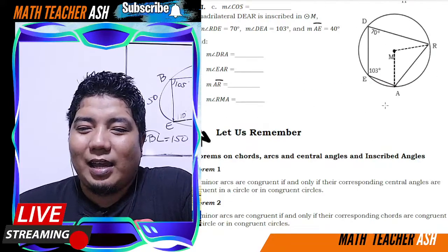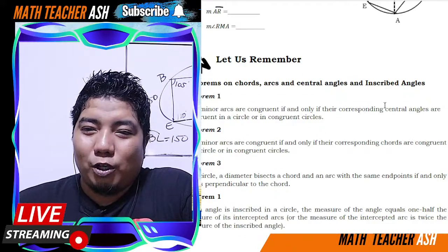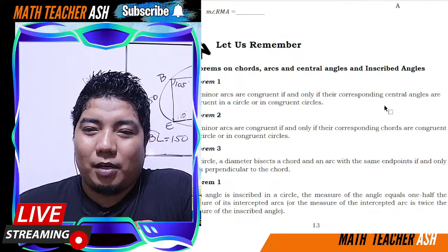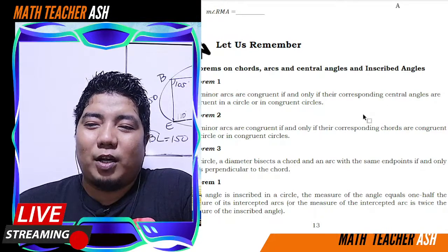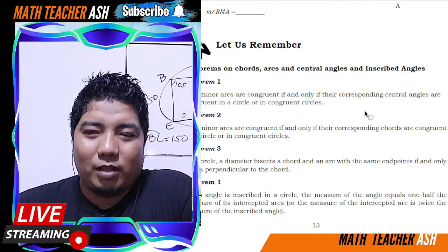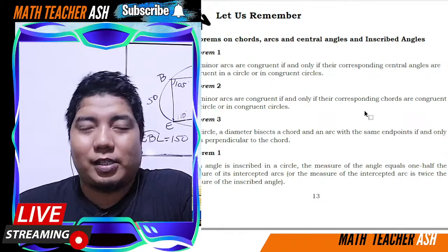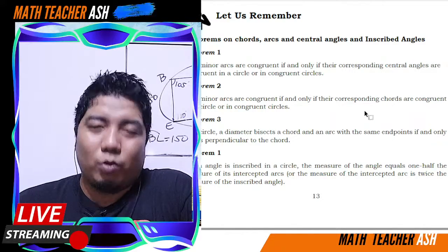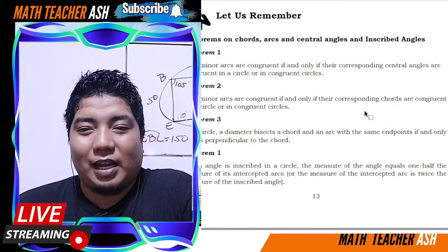Okay, and how we got to our generalization for the module. So we have here, let us remember Theorem 1: two minor arcs are congruent if and only if their corresponding angles are congruent in a circle or in congruent circles. So remember that minor arcs and their central angles are congruent. Central angles and their intercepted arcs are congruent. So it's just vice versa.